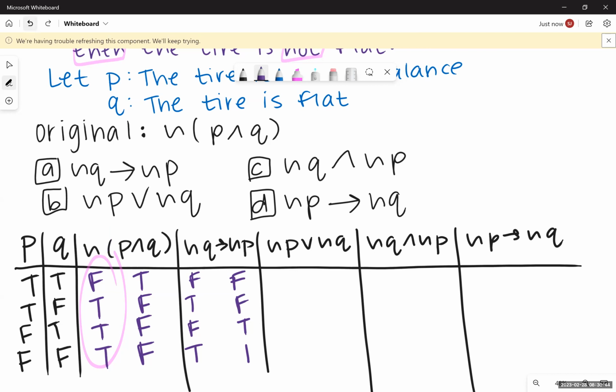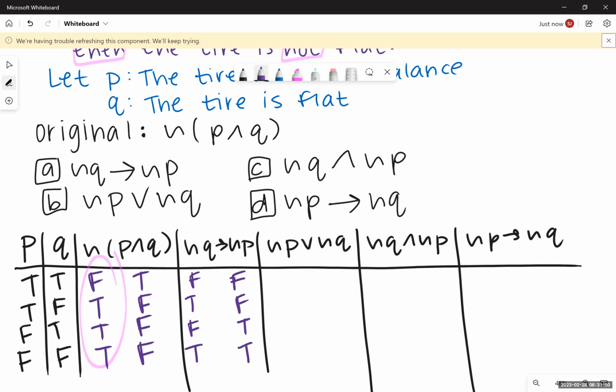So on the end, it's both at the exact same time. That's the only way you get T. The or is either or both. It doesn't matter. And then negate Q is F, T, F, T, negate P, F, F, T, T.